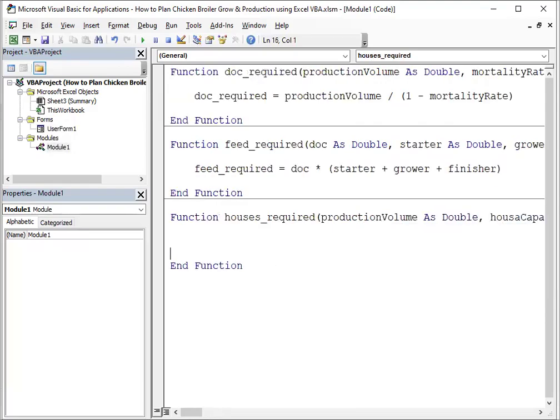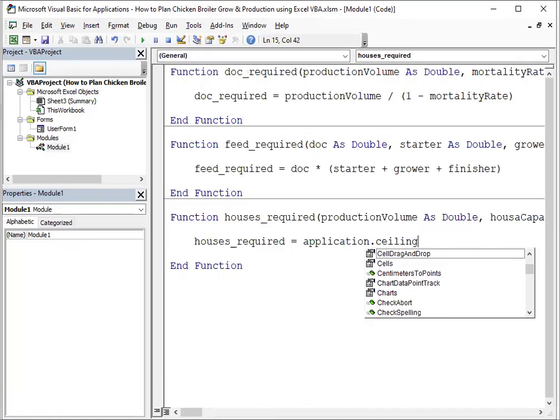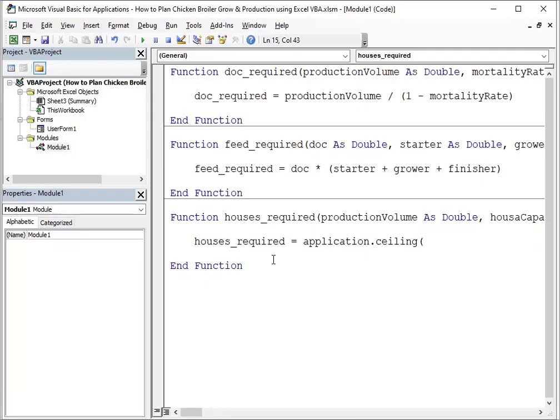Then the equation would be houses underscore required equals, application, okay, that's ceiling. Again, production volume.